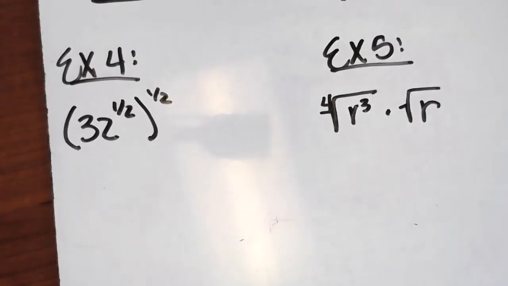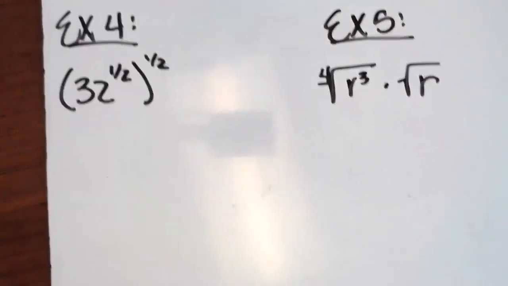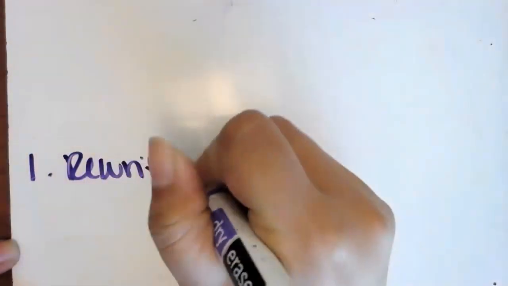On these next two examples, we're going to see how you can simplify with radicals in exponential form. To simplify them, you just rewrite into exponential form.